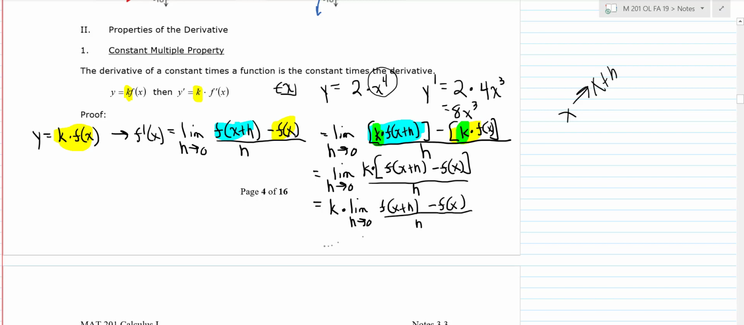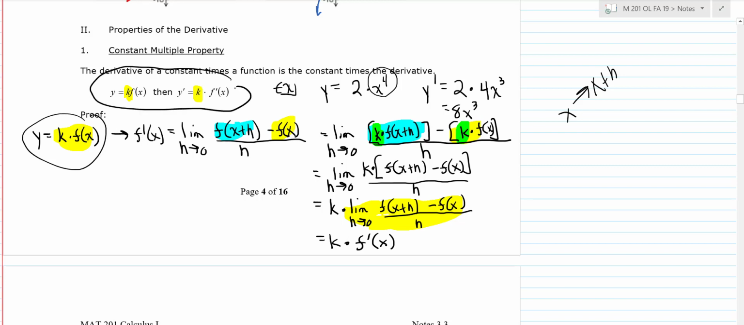So my question to you is, we have k, but what is this thing right here? What is that whole thing right there? That is the definition of a derivative. So you get k times f prime of x. So see, I just proved that. This right here is equal to this. When you do the derivative, you're going to get this. So that's what I showed you.